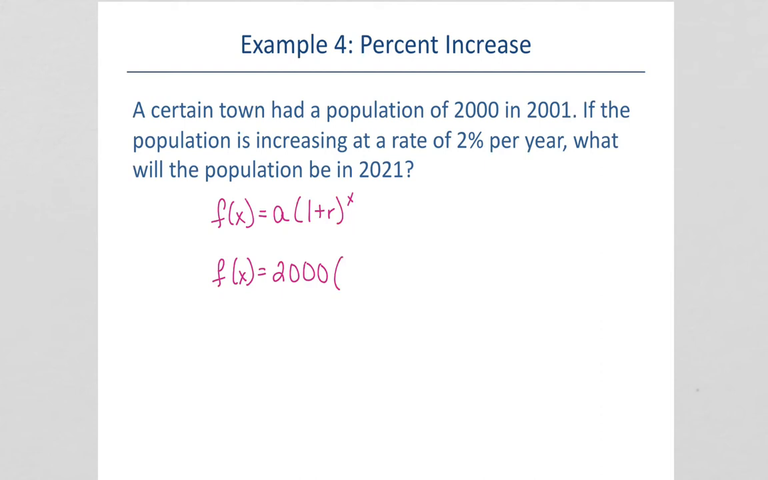So we're starting with A, which is the initial amount, 2,000. And we're saying, 1 plus our rate. And the rate is 2%. We need to change that to a decimal. So 0.02 to the x. So our function would be 2,000 times 1.02 to the x. And it asks, well, what would the population be in the year 2021?